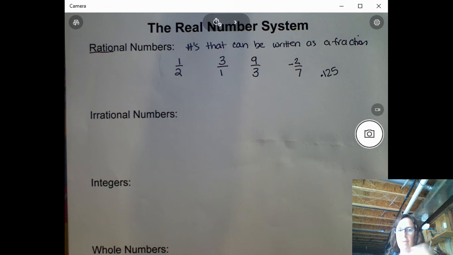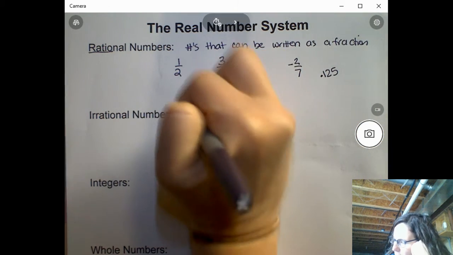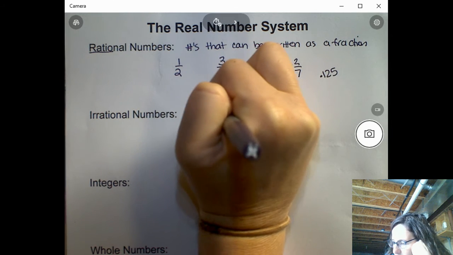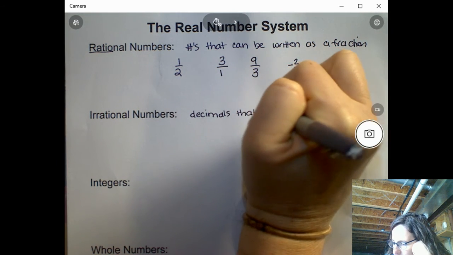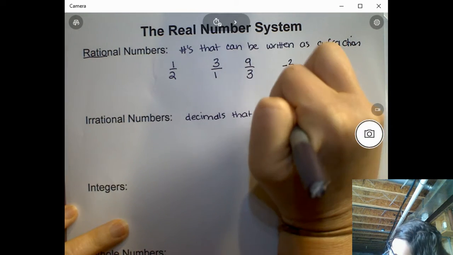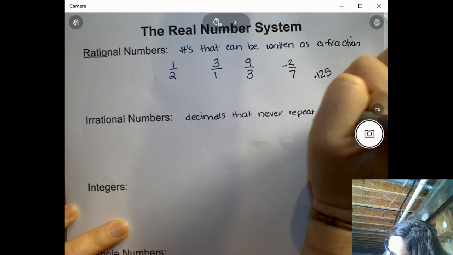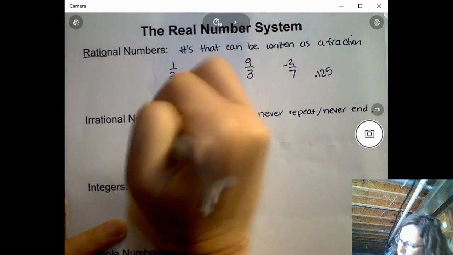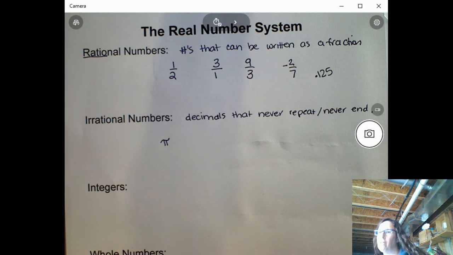Okay, that's rational. Irrational numbers cannot be written as a fraction. They are decimals that never repeat or never end. An irrational number that may be familiar to you is pi. Pi is an irrational number because it never repeats and it never ends.